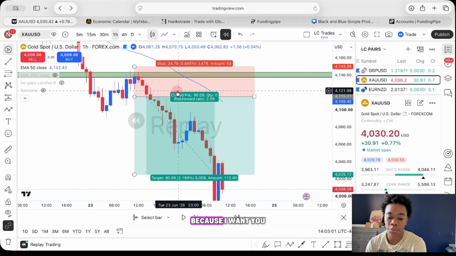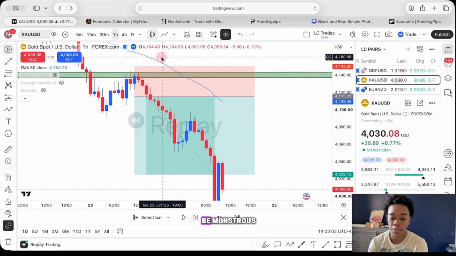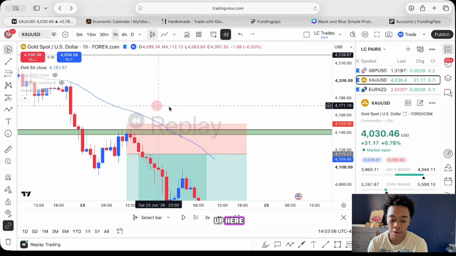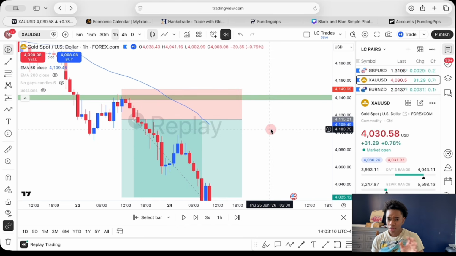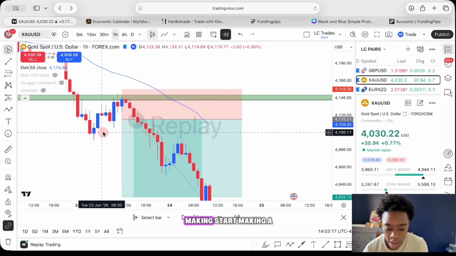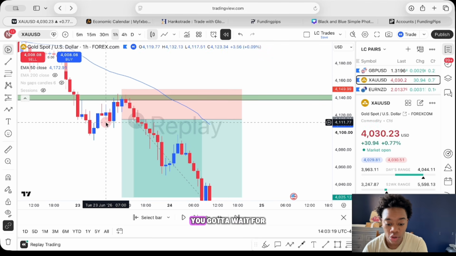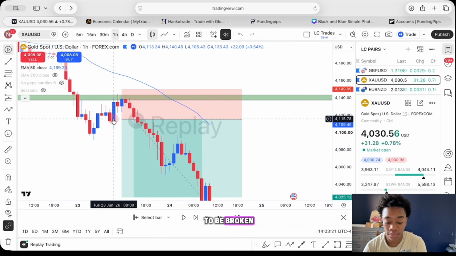So this is a good example because I want you guys to know that corrections don't have to be monstrous and don't have to be all the way up here. It can literally come back to your area and start tanking down. So don't wait that long. Scale down. Look at how price is making for sells, right? See how price is start making a higher low? You got to wait for this higher low to be broken. And then that's it. That is your in right there.